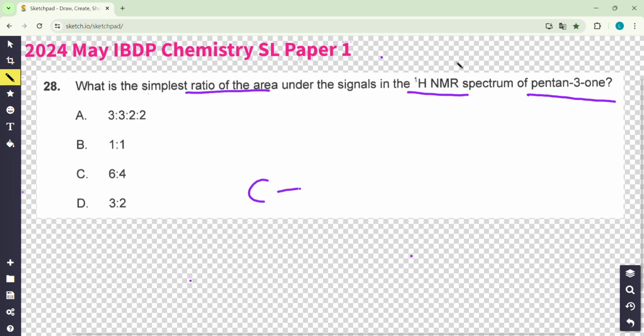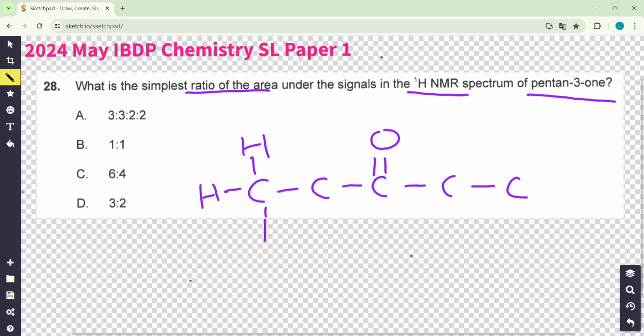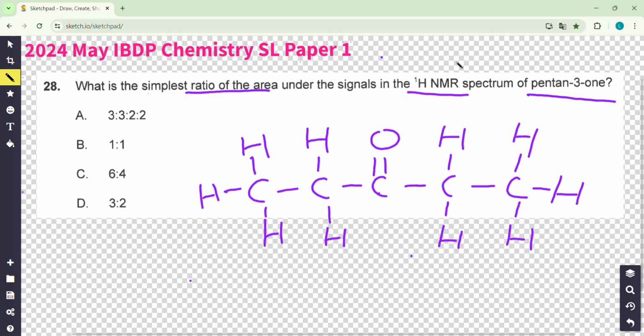Okay, 5C. The third one has a double bond to O, so the others should be 1H, 1H, 1H, 1H on the left-hand side, then 2H for the second one, 3H for the third one, and then symmetric, 2H, and then 3H. So by symmetry, can you see how many hydrogen environments? Not four. These four hydrogens have the same environment, right?